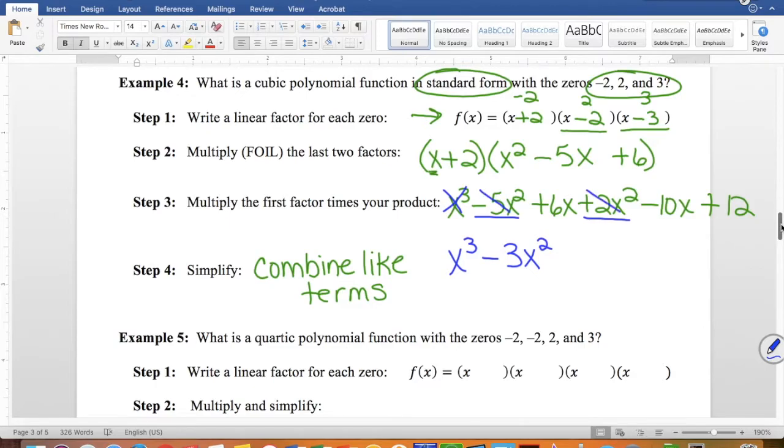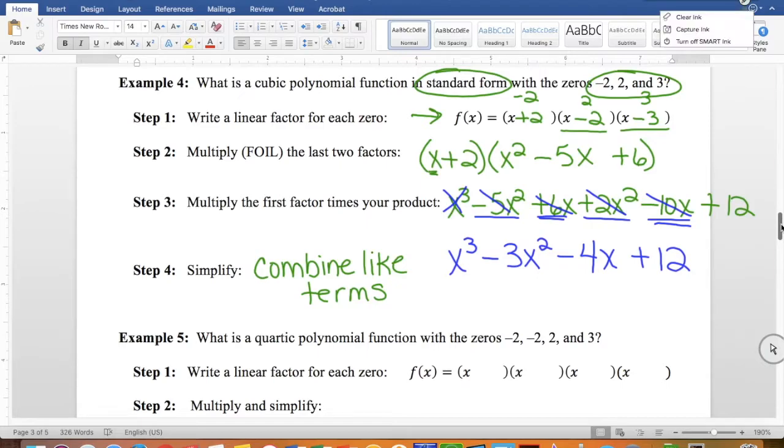So I've done those. I have a +6x and a -10x that are alike. So +6 and -10 becomes -4x. Done with that. And I'm left with nothing else besides a +12. So I have simplified. That is it. That is as simple as I can make it. Moving on, if you have questions, please again let me know.